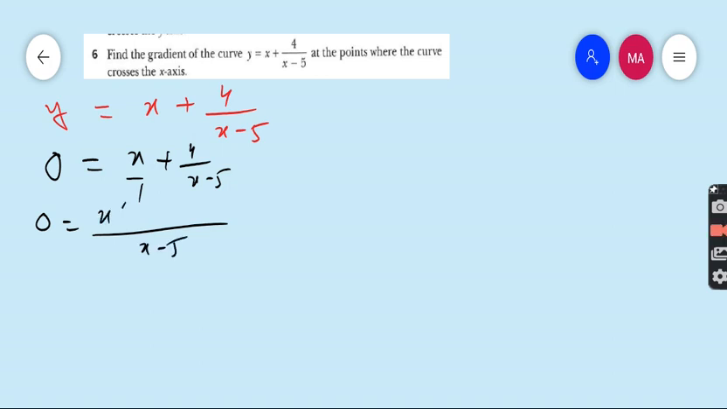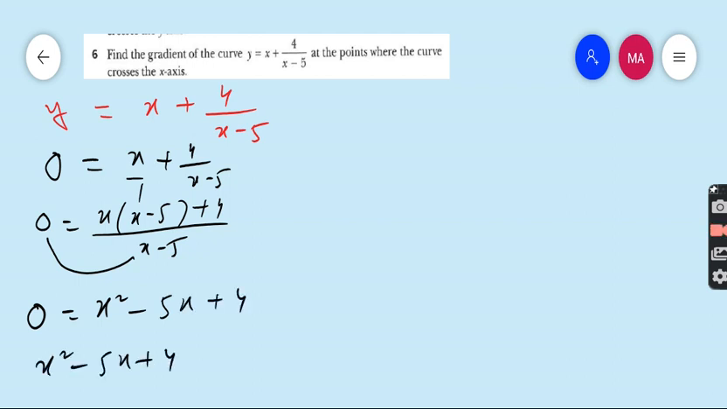x minus 5 multiplied by x plus 4 upon x minus 5, the x minus 5 cancels. This x minus 5 multiplied by 0 is 0. x into x is x square, x into 5 is 5x, plus 4. So x square minus 5x plus 4 equals 0 is the quadratic equation. We have to solve this quadratic equation by using the middle term break method.